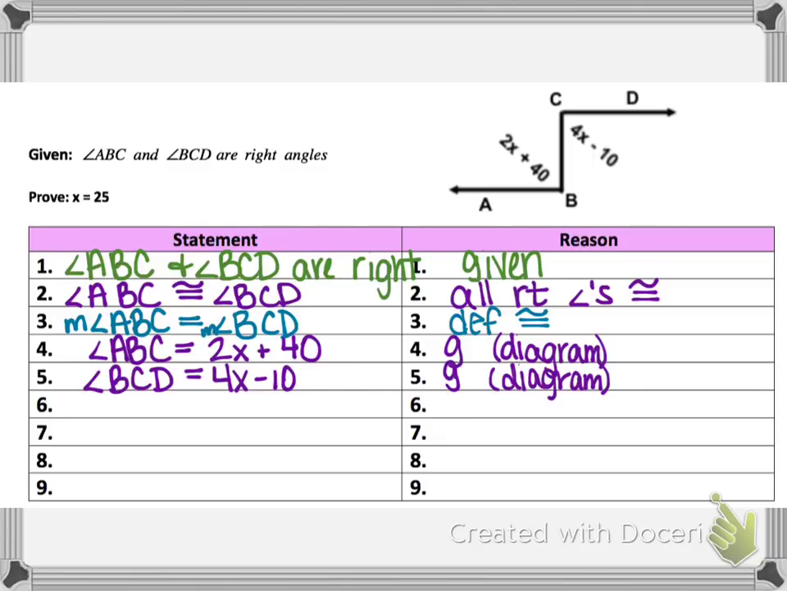All right, so then I'm going to take what ABC is equal to, 2x plus 40, and I'll put it in for angle ABC. And then I'll take what BCD is equal to and plug that in for BCD. So then I'll end up with 2x plus 40 equals 4x minus 10. So since I put in something for something else, that's substitution.